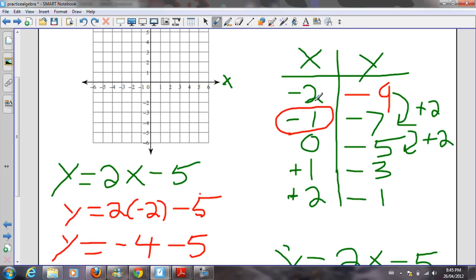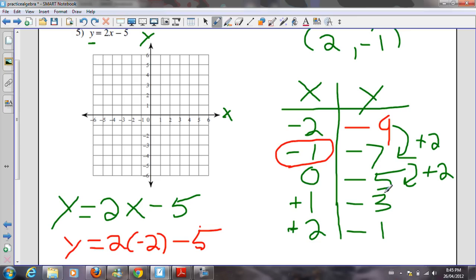So there's our coordinates. So let's start with x at minus 2. So there's minus 2, and y is minus 9. And of course, I don't have enough space here. I got minus 6, so I'd have to go down 3 more. So that's minus 6, minus 7, minus 8, minus 9. So I'd put my dot right there.